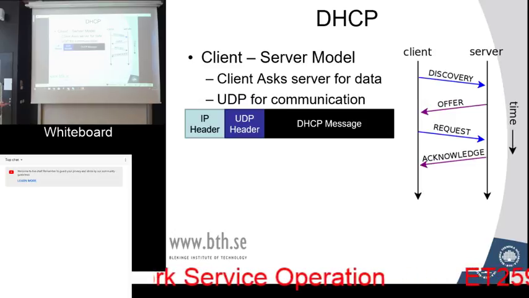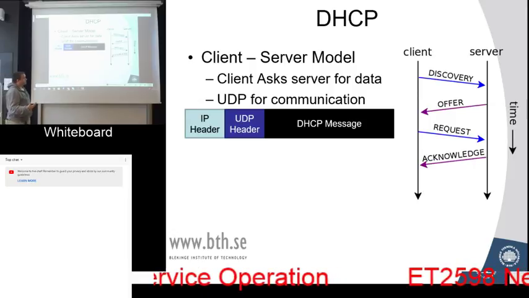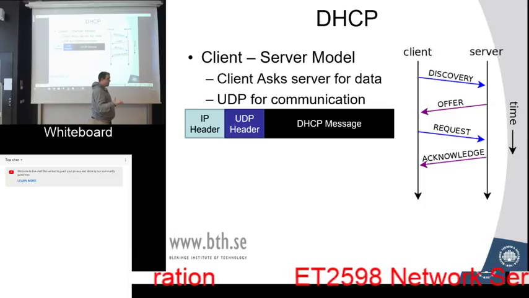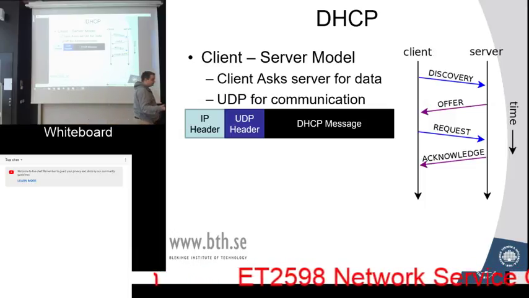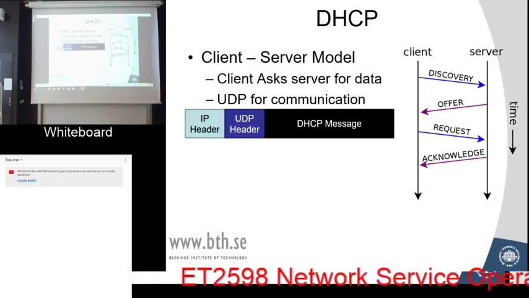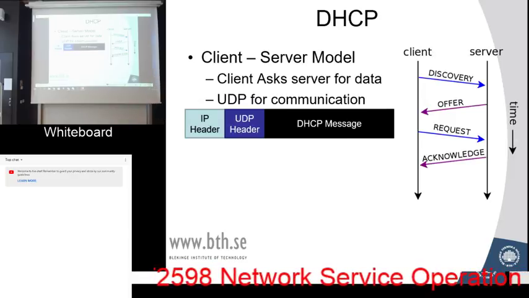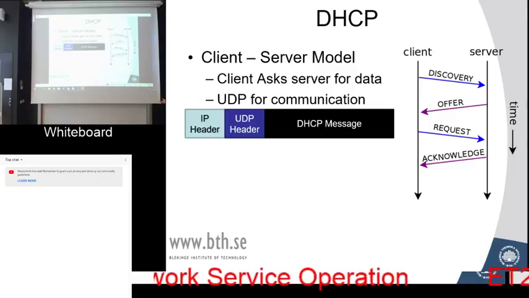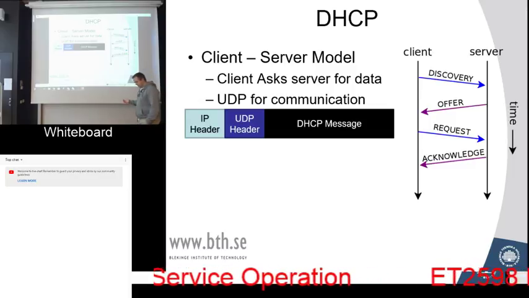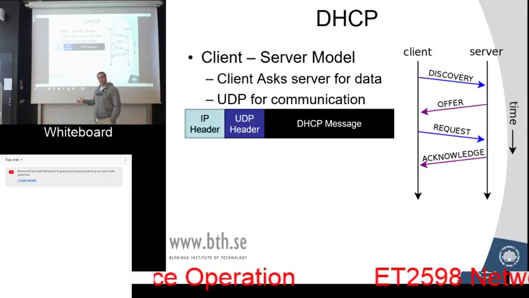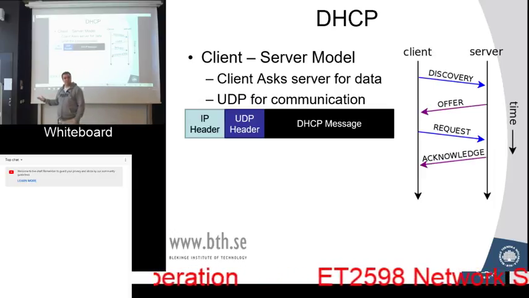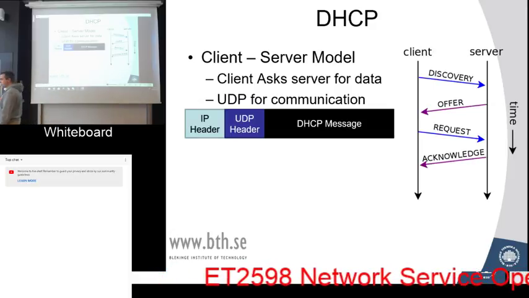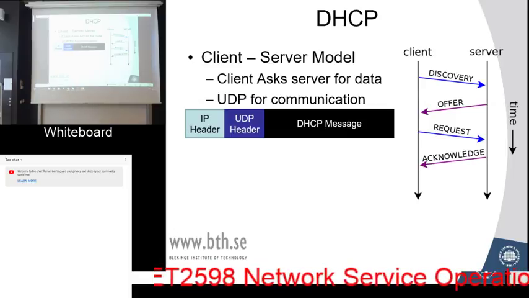So the communication model looks as follows. You have to have a server that is ready and available and listening for requests. The server listens on a UDP port, and I always get this wrong. I'm not sure if it's 68 or 67. I think 68. Not really important, but it's supposed to be on a well-known port.